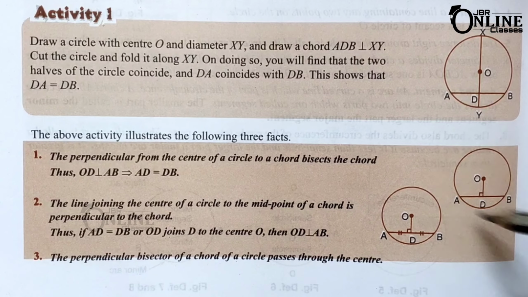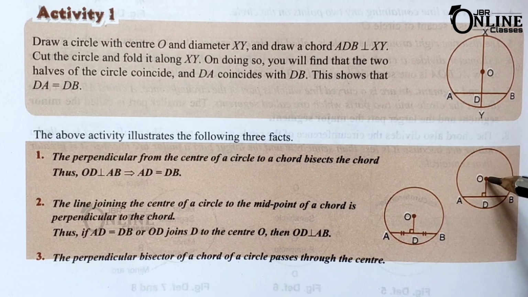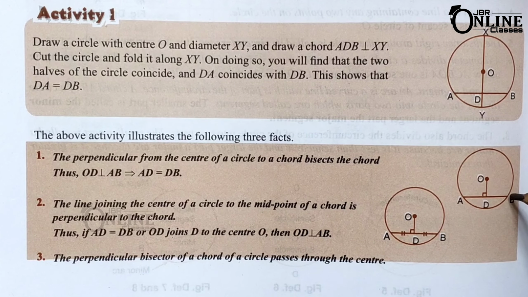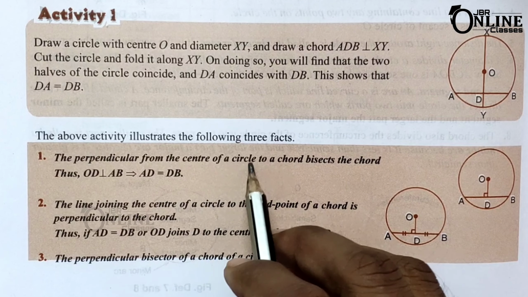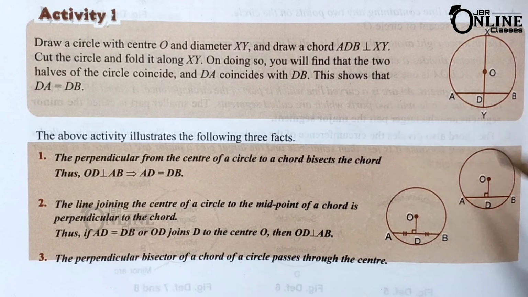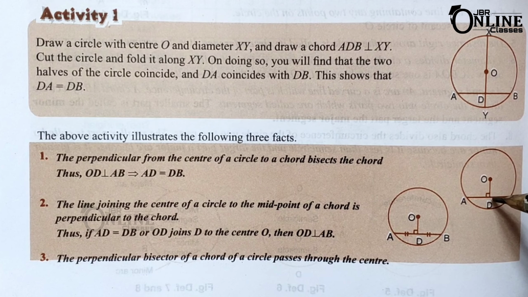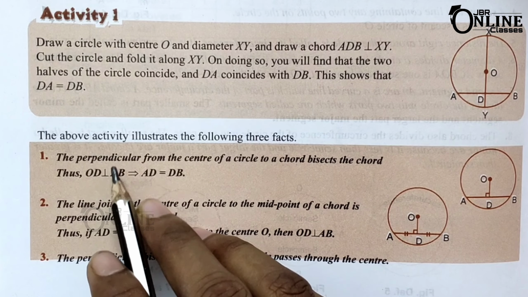If this is a circle and O is the center, and AB is a chord, then the perpendicular from the center of a circle to a chord bisects the chord. That means if OD is the perpendicular on the chord, it bisects the chord, that means AD equals DB. That is the first property.